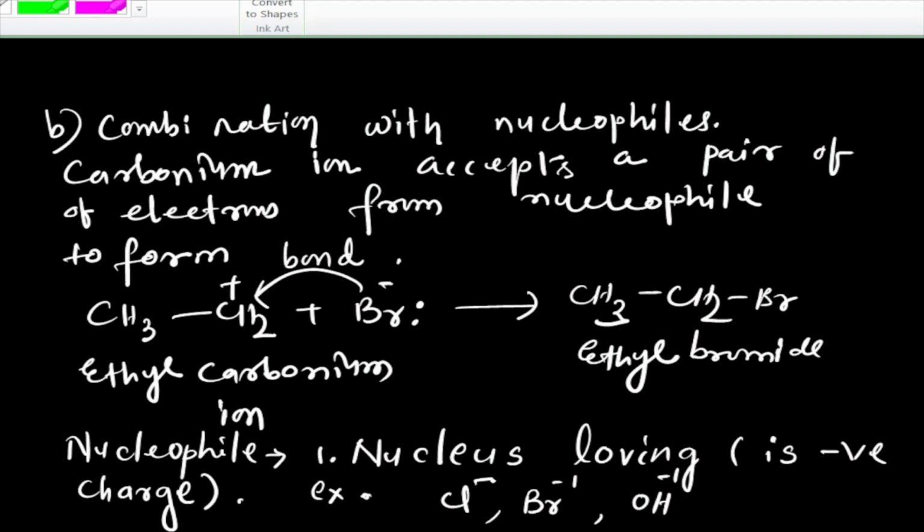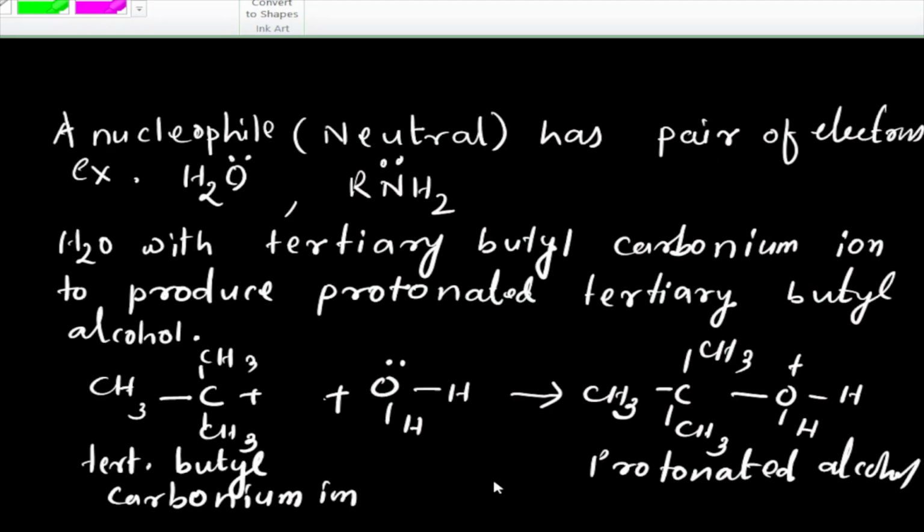Nucleophile means nucleus loving. Cl minus, Br minus, I minus, OH minus, you check the minus sign here. A neutral nucleophile is also possible. As I told, a nucleophile means nucleus loving, with a negative charge and also a pair of electrons. A neutral one simply retains its pair of electrons, with no negative charge, just like water and ammonia.